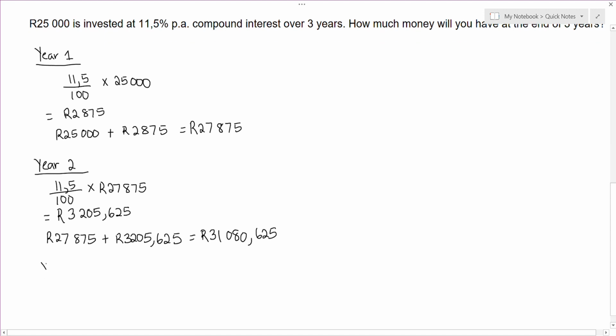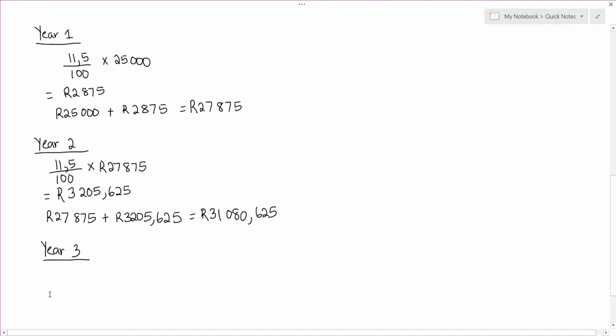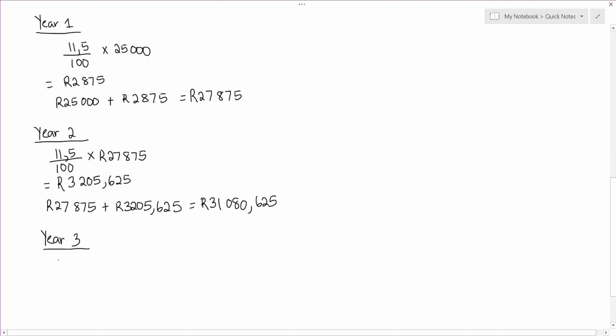Then we're going to work out year 3. So year 3, you're going to take the amount that you have here from year 2, and you're going to work out 11.5% of that amount. So 11.5 divided by 100 times 31,080 Rand and 625 cents times 11.5 divided by 100. And so I end up with 3,574 Rand and 27.